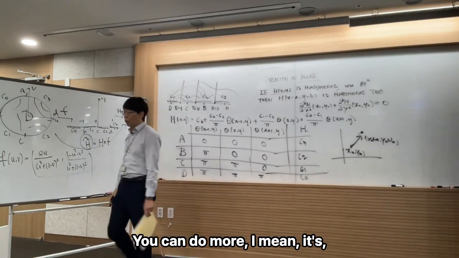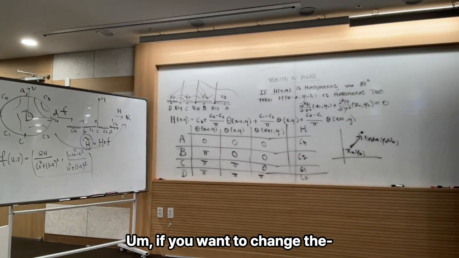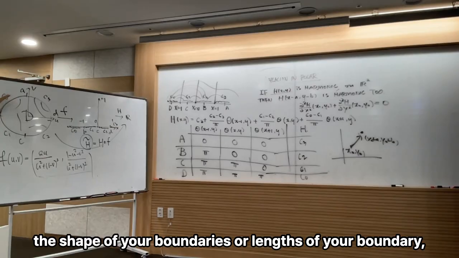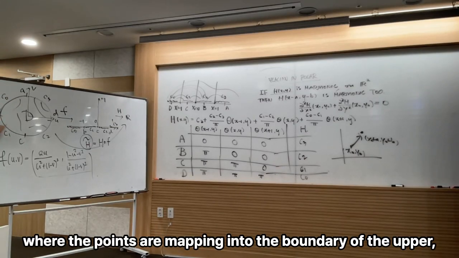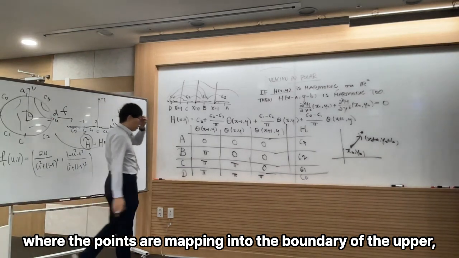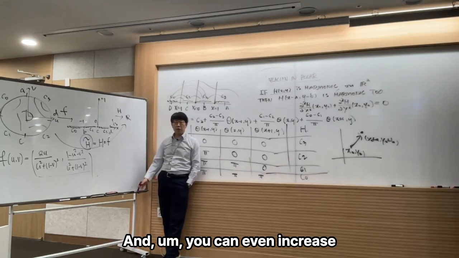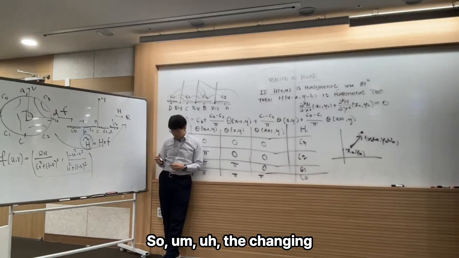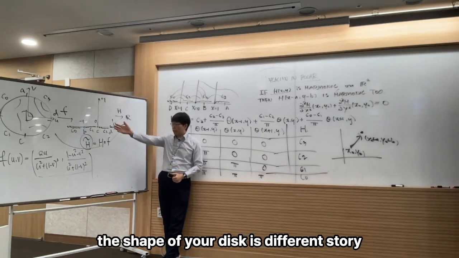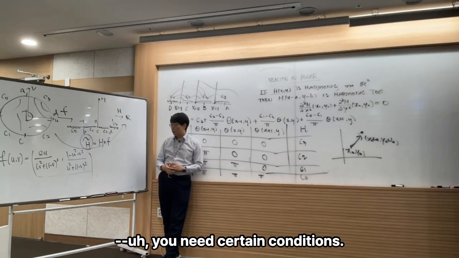Okay. You can do more. I'll maybe show you after next time. If you want to change the shape of your boundaries or the length of your boundary, you can still change the boundary as long as you know where the points are mapping into the boundary of the upper half plane, right? And you can even increase the number of pieces of your boundary conditions, right? Changing the shape of your disk is a different story because you need certain conditions.